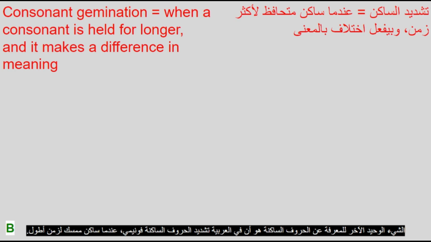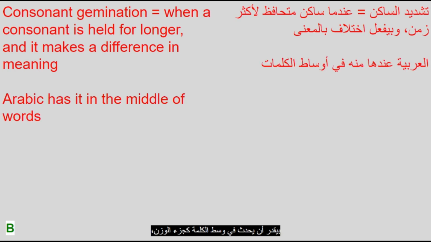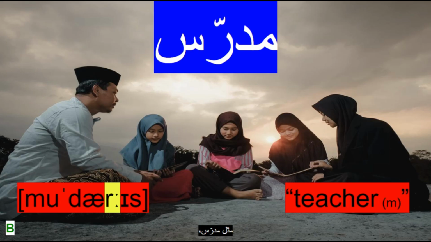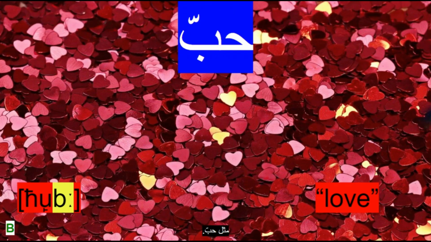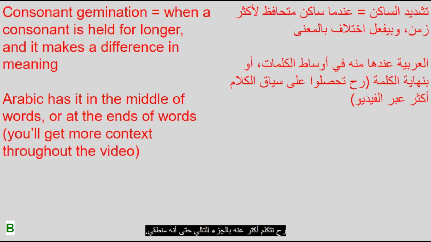The only other thing to know about consonants is that Arabic has phonemic consonant gemination, which is when a consonant is held for a longer time. This can happen either in the middle of the word as part of a morphological pattern, like in mudarris, or at the end of some words when the last 2 root letters are the same, like khub. We'll talk more about this in the next section so it makes sense.